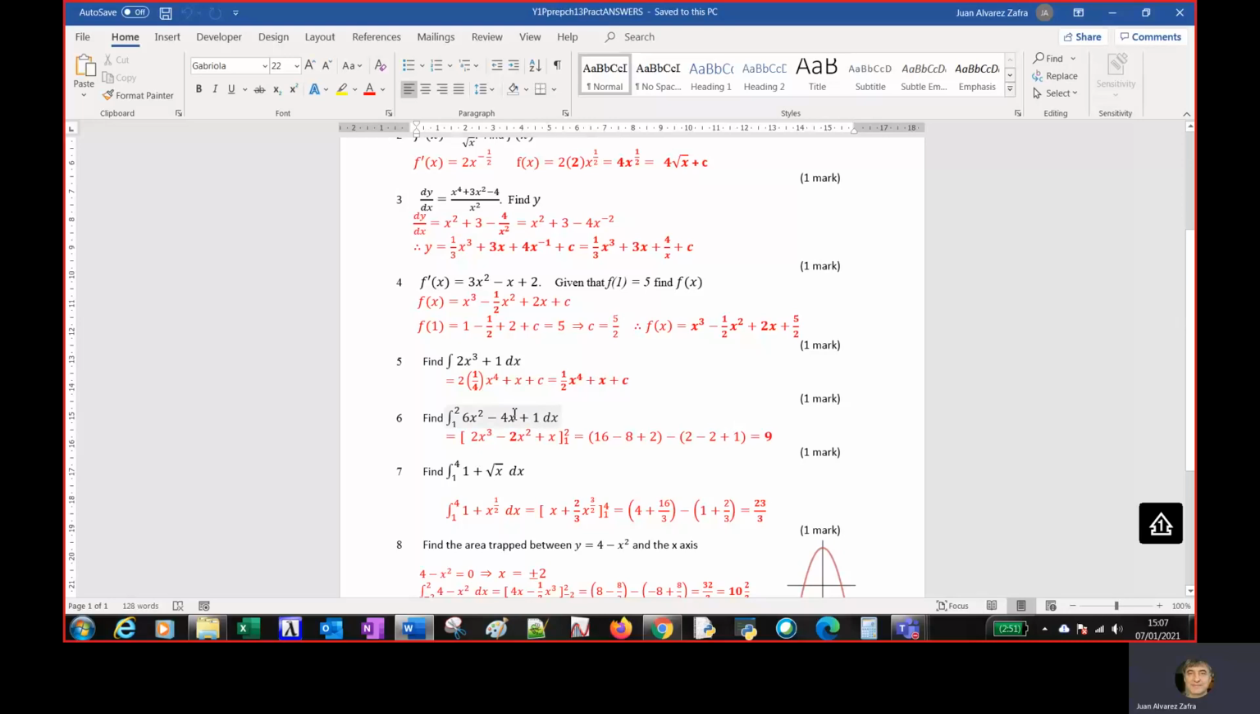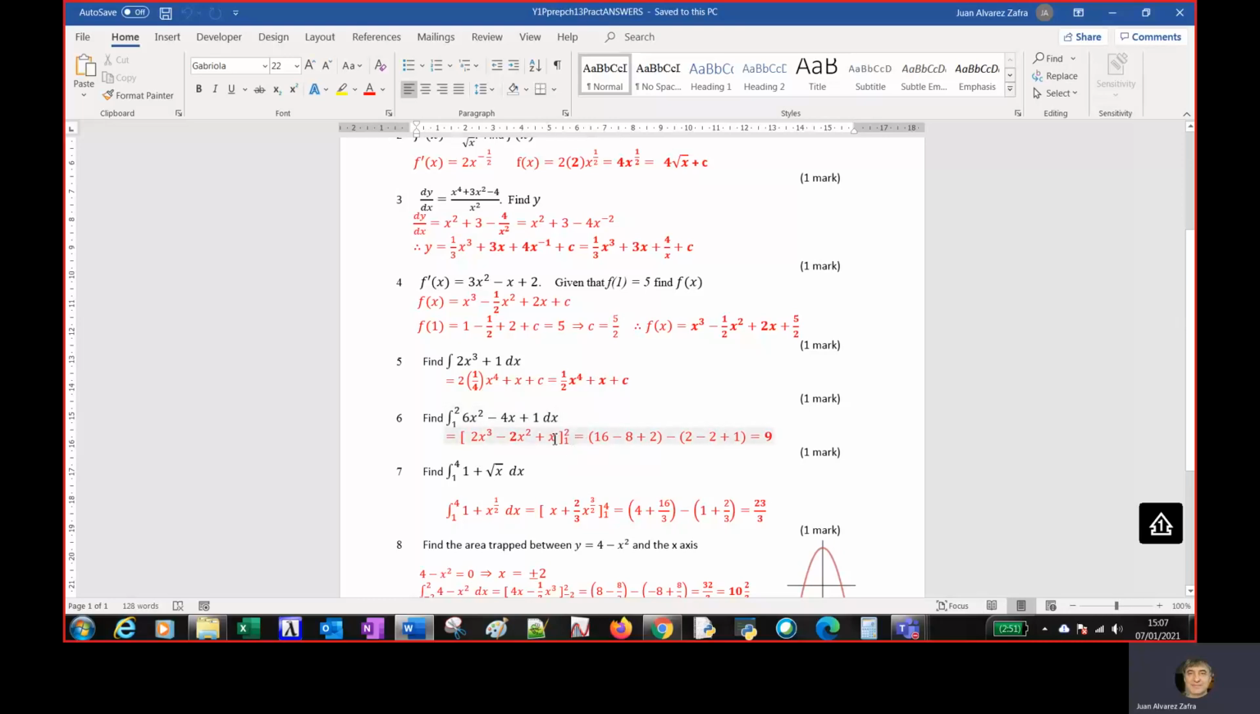So let's have a look at it. 6x squared integrated is 2x cubed, minus 4x integrated is minus 2x squared, and 1 integrated is x. We don't need a plus c. More about that later. So we simply say the integral of 6x squared minus 4x plus 1 is 2x cubed minus 2x squared plus x, and we leave the limits in by putting the limits that were in the original integral into the right-hand square brackets.